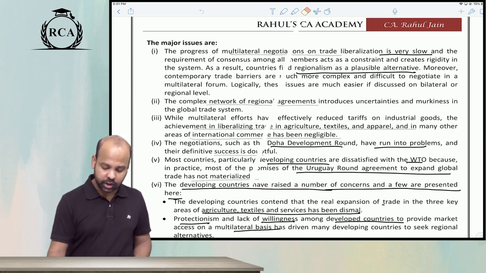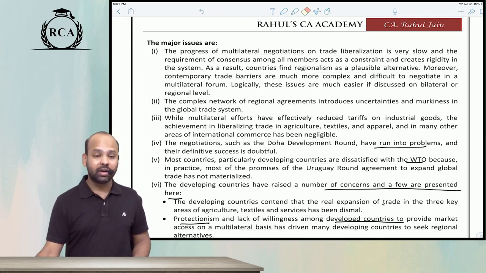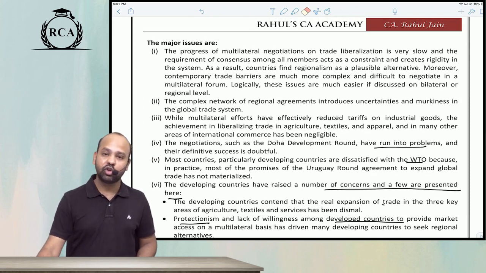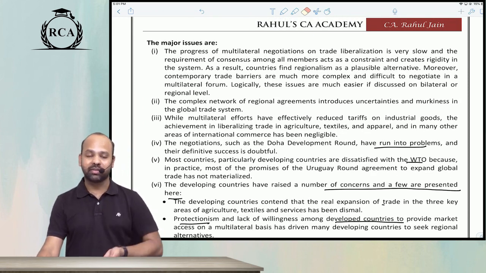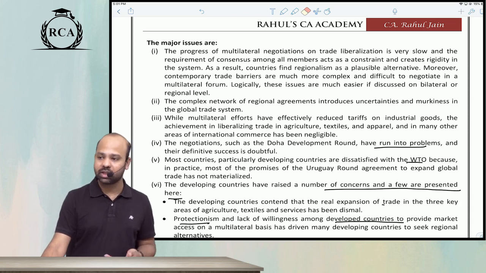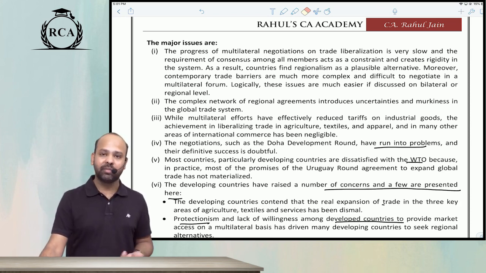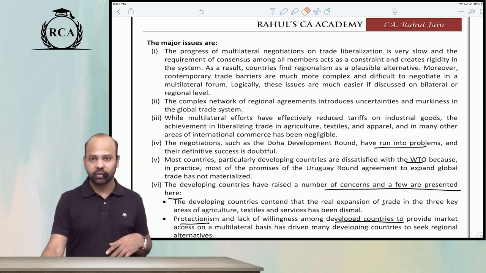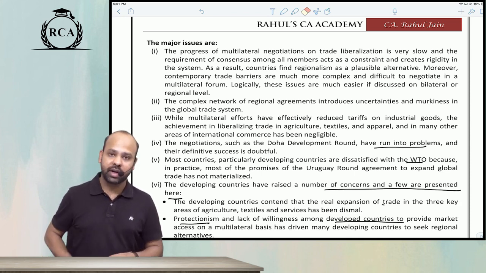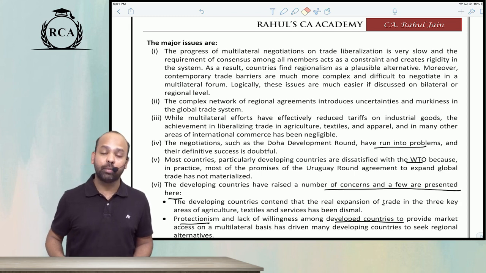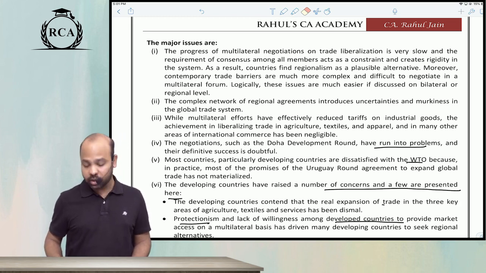The first most important issue is that anything in relation to the World Trade Organization would require the approval of all the members, so it is a time consuming process. So regional trade agreements have become a convenient alternative to this. All of them enter into regional trade agreements. Regional trade agreements are complex. There are too many agreements.